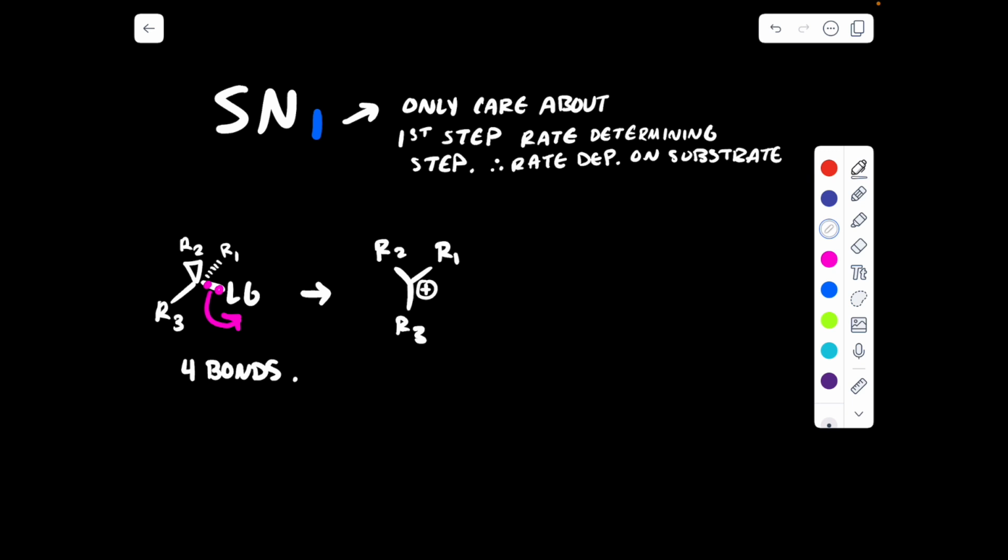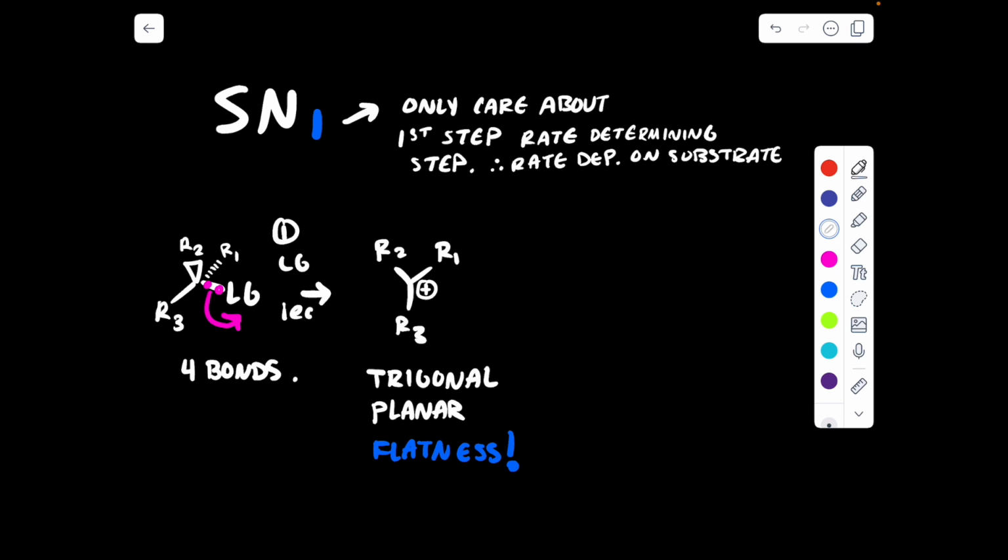This means its hybridization also changes. Now there's only 3 groups surrounding it, and they will be oriented in the trigonal planar. Where planar, if you think a plane, is a flat thing. So you think flatness. This is very important. So step 1 was the leaving group leaves.